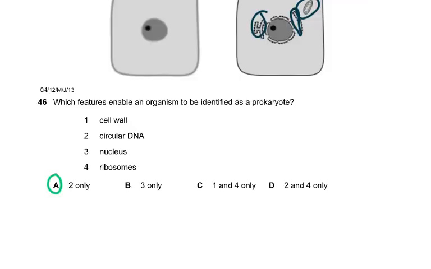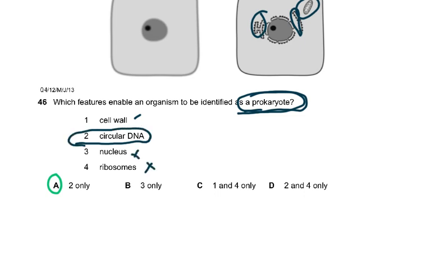Which feature enables an organism to be identified as a prokaryote? You know, prokaryotes are bacteria. So they have a cell wall, they have circular DNA, but then it says which feature enables it to be identified as a prokaryote, but cell walls are also in plants. So the only thing which is typical to prokaryotes is circular DNA. They don't have a nucleus, they don't have membrane-bound organelles, and the cell wall is present, of course, in many others. So which feature enables you to say, okay, definitely this is a prokaryote.